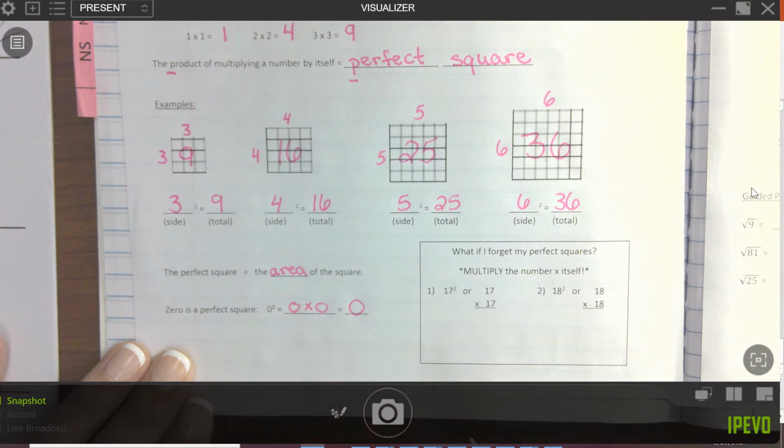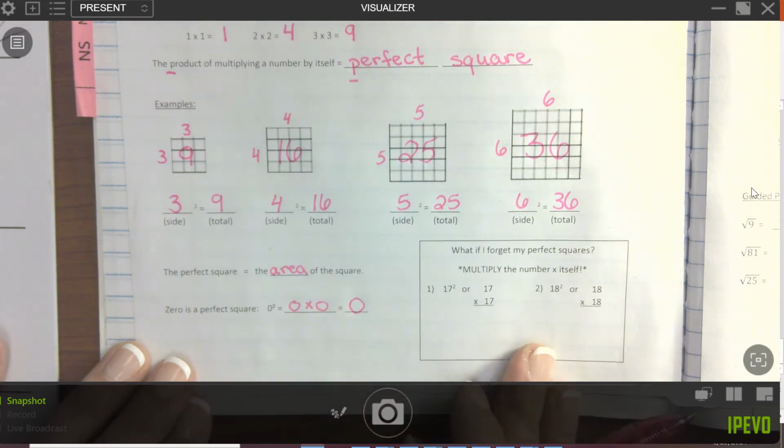It's kind of like 1, how you can multiply 1 by itself to get 1. So that's one of those weird ones. But you can't really draw a picture of it or model it because it's hard to draw a picture of a square that has a side length of 0. Or make a square using 0 tiles. So you just have to recognize that it works, but you can't really draw a picture of it.